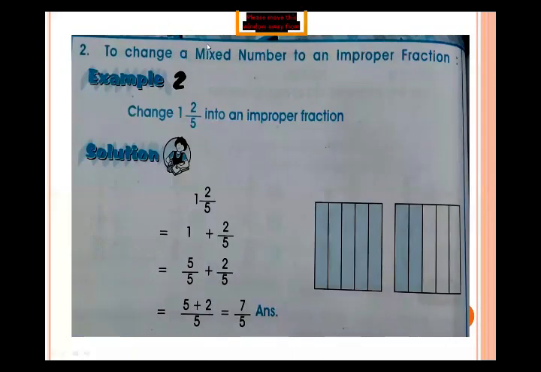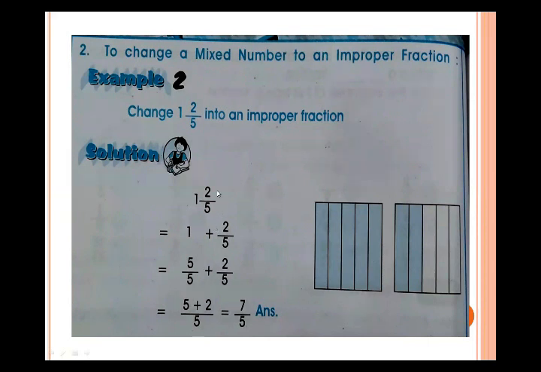To change a mixed number into an improper fraction. It is a mixed number, we learned in the previous slide. 1 whole 2 upon 5 into an improper fraction. How do we change it into an improper fraction? Look at here, 1 whole 2 upon 5. 1 whole shape is shaded. The other shape is showing 2 shaded parts, and total parts are 5.